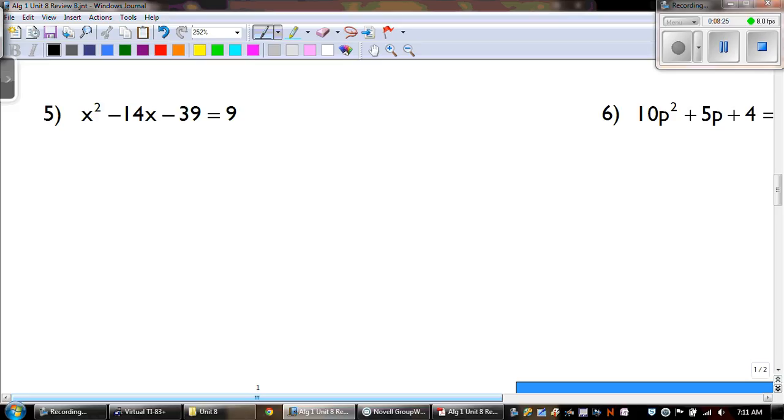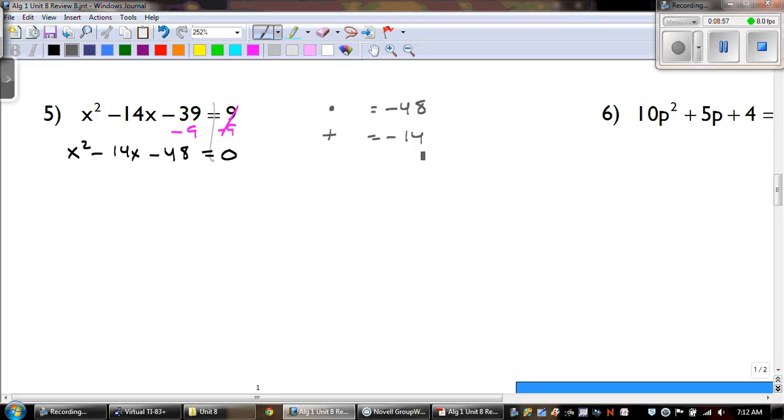Okay, number 5. Remember, the first thing we want to do is set the equation equal to 0. So I'm going to move the 9 to the other side, and we get x squared minus 14x minus 48 equal to 0. And remember, we said we always want to see if we can factor first. So numbers that multiply to get to -48 and add to get to -14.